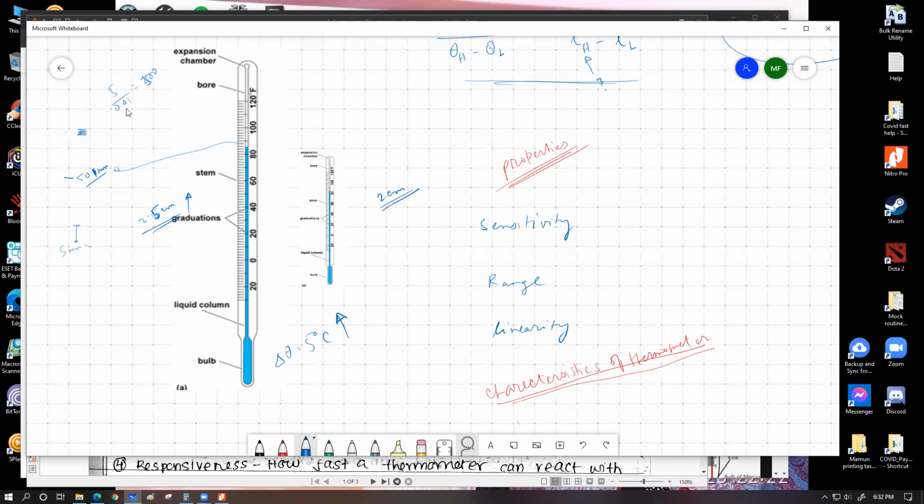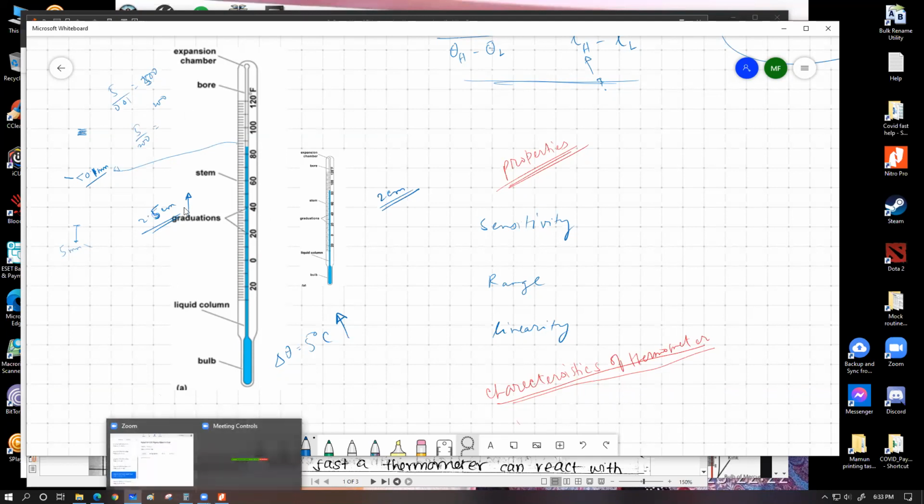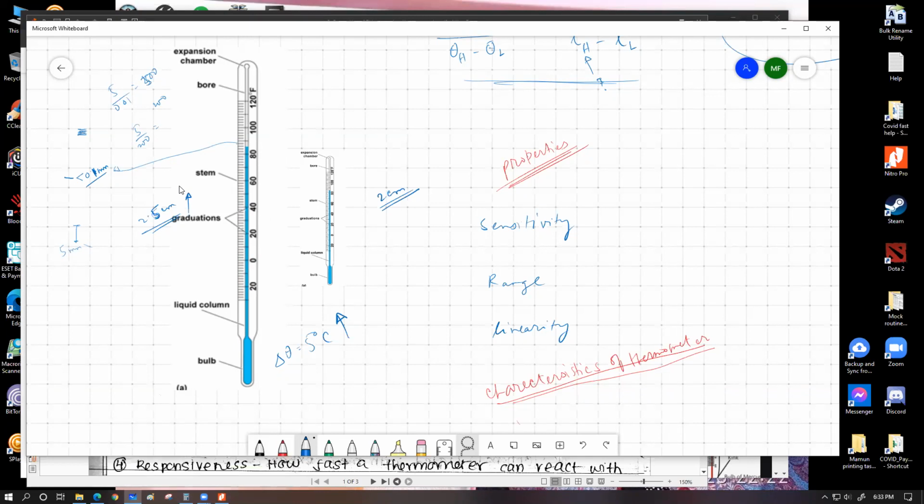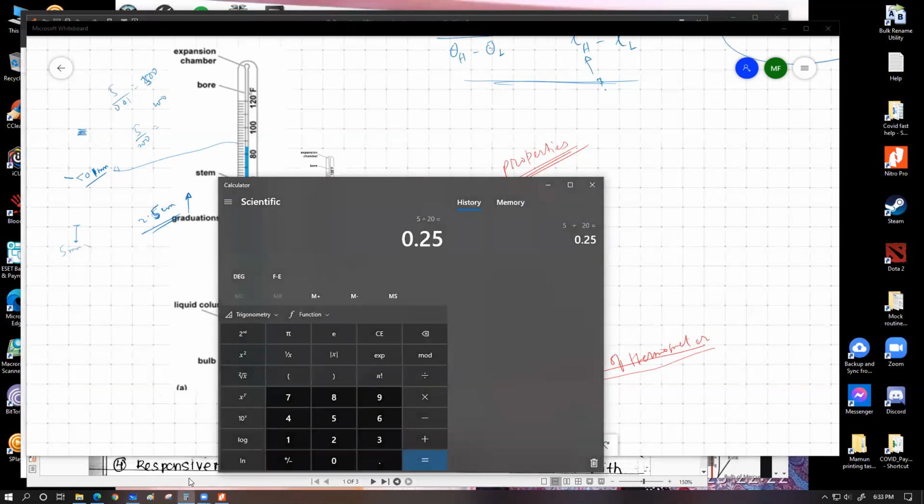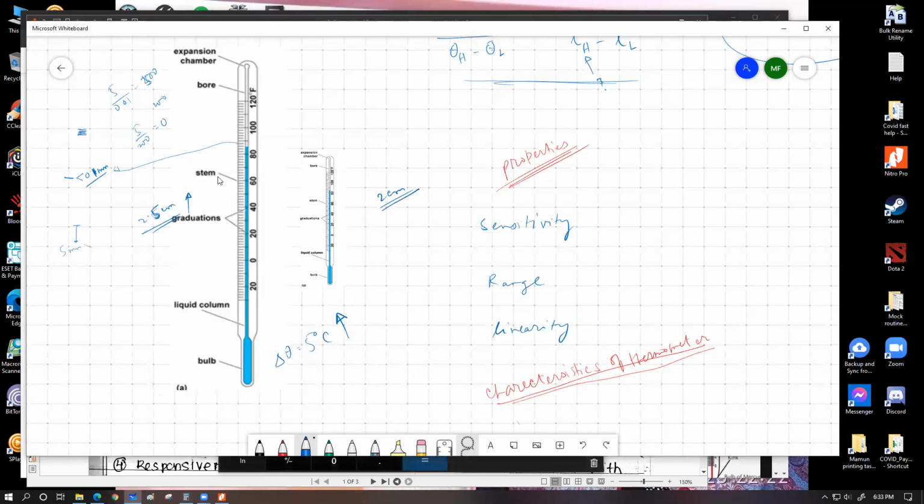Maybe if you don't want 500 lines, let's say you want to put 200 of these lines. In that case, the gap is going to be 5 divided by 200. How much is 5 by 200? 0.025. So in that case, your gap is going to be 0.025.